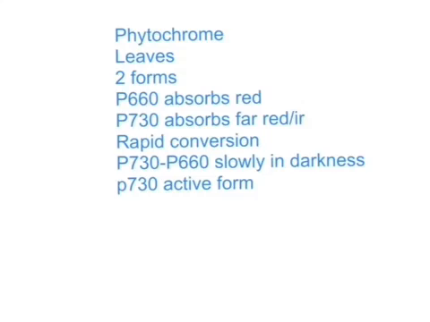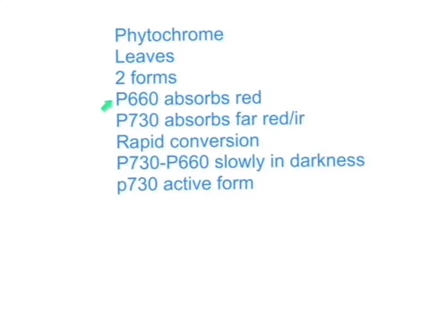So this is the summary we've learned so far. There's a photoreceptive pigment, a chemical that absorbs light, called phytochrome. It's found in the leaves of plants. It exists in two forms: P660, which absorbs red light. Now red light, remember, is in daylight. P730 absorbs far red or infrared.